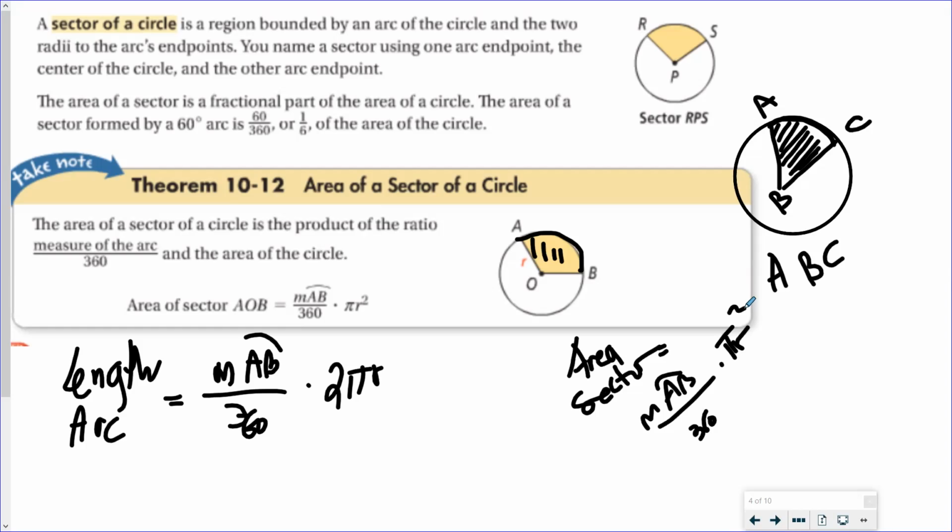Now, I will repeat, this is the arc. The sector is the shaded area. This is the difference between them. The arc is the outer side on the circle, which connects between these two points, but the sector is a shaded area. This is how we can find the area of the sector.